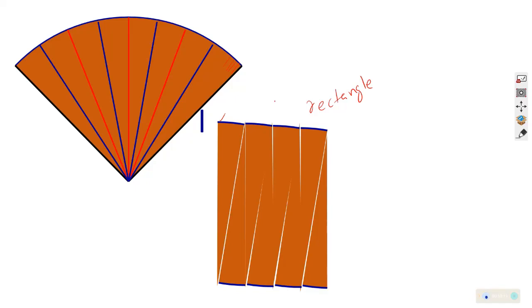In this rectangle, here is a broader end, here is a broader end, here is a broader end. That means here it will be pi r, and again here it will be pi r, and ultimately our 2 pi r will be re-established, and this will be the slant height. To get the area of this rectangle, we only need to multiply pi r with L, length into breadth.